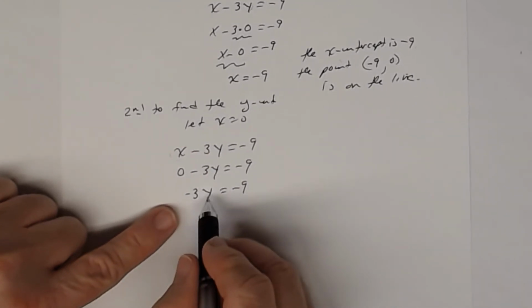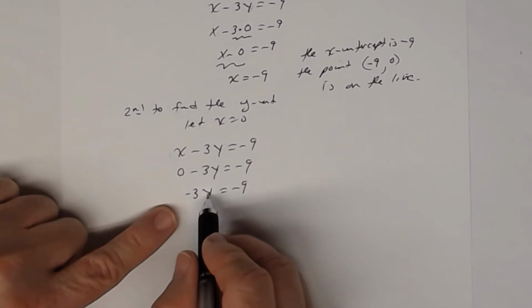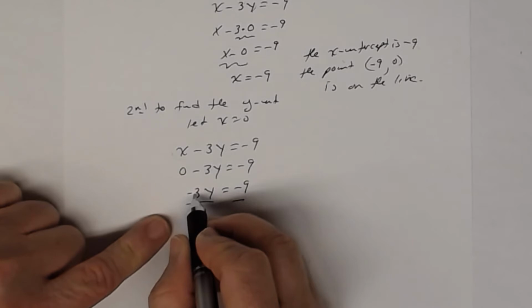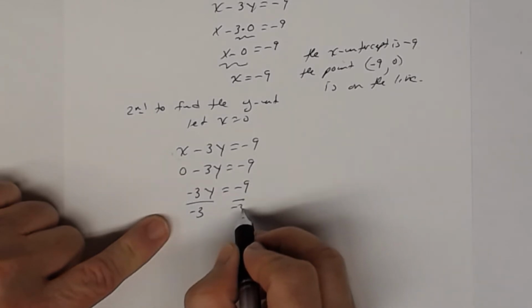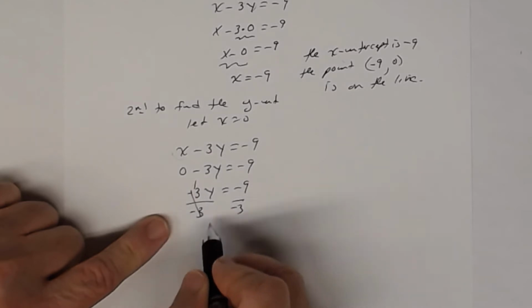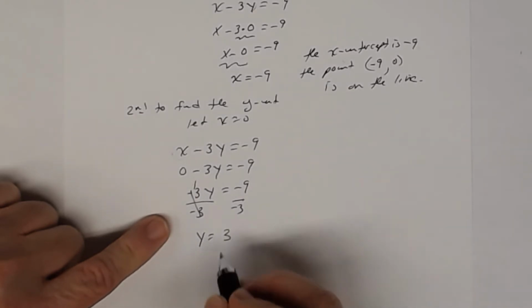And you want to get y by itself. Right now I'm multiplying y by negative 3. The opposite is to divide by negative 3, negative 3. And then simplifying, negative 3 divided by negative 3 is 1. 1 times y is y. And I get negative 9 divided by negative 3 is a positive 3.